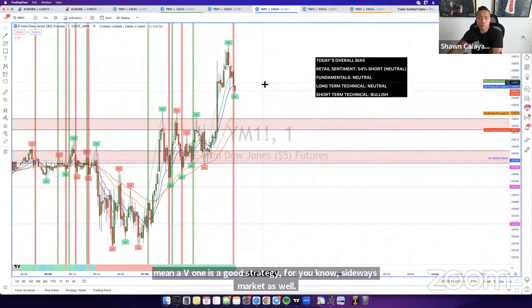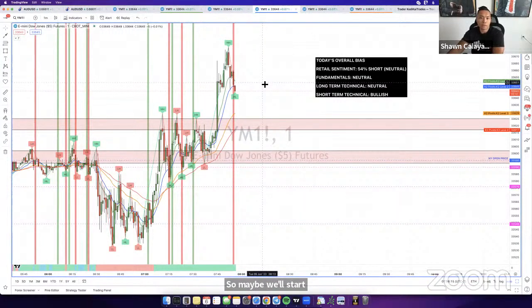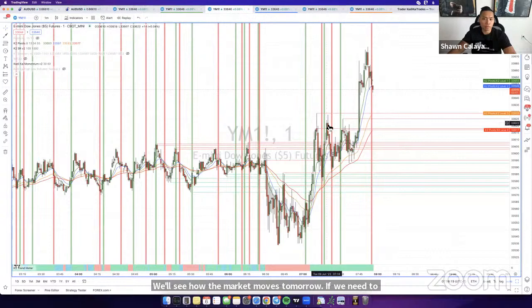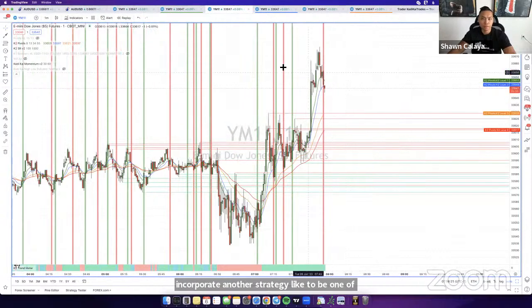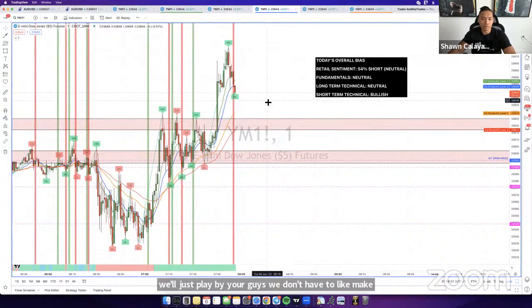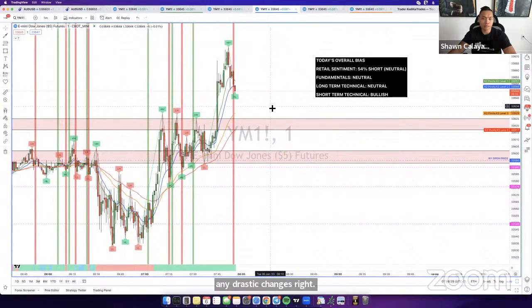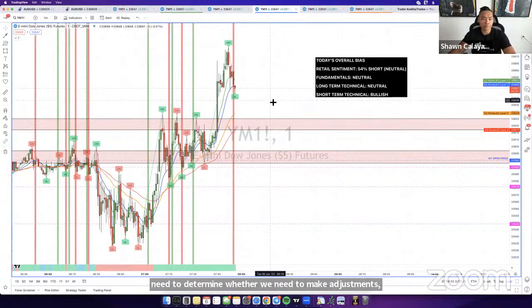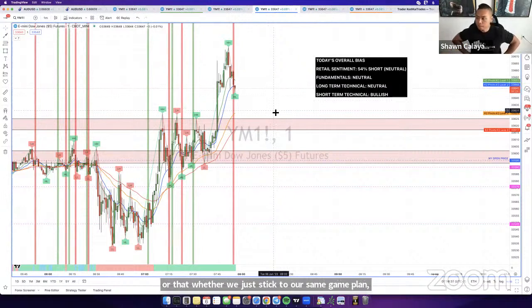We'll see how the market moves tomorrow. If we need to incorporate another strategy like the V1 variation, then we can do that. If we need to incorporate the SR rejection, we can incorporate that too. We'll just play it by ear, guys. We don't have to make any drastic changes right now. It just depends on how the market is moving, and we need to determine whether we need to make adjustments or whether we just stick to our same game plan. Because what we're doing now works. It's just there's not as many entries.